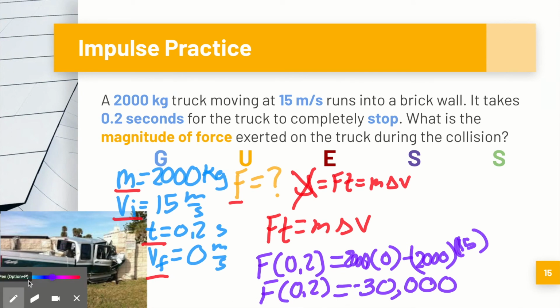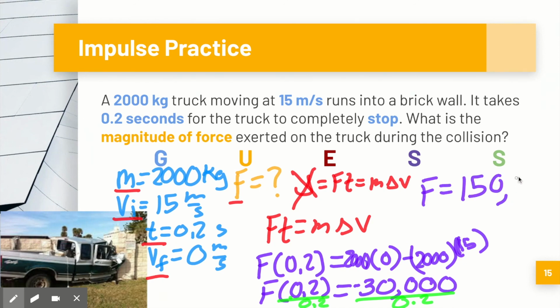Then all we have to do is solve the last portion and divide by 0.2. 30,000 divided by 0.2 will give us a value of 150,000. The reason I don't need to worry about the negative is because it's only asking for the magnitude, so it doesn't care about the direction. And just to double check that my mental math is good, yay, it is 150,000 newtons.